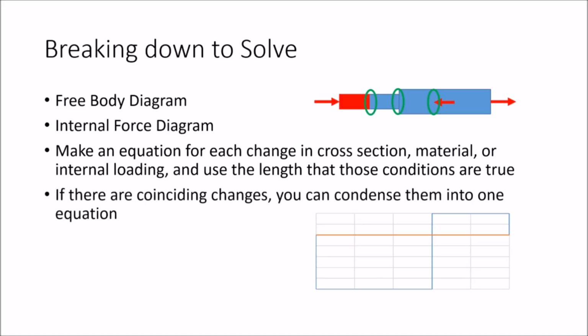And finally, if these changes coincide at the same point, you can condense the PL over AE equations into the same equation for those respective changes. This means that when the cross-section and material change at the same point, you do not need two separate PL over AE equations, but they can be combined into just one equation.